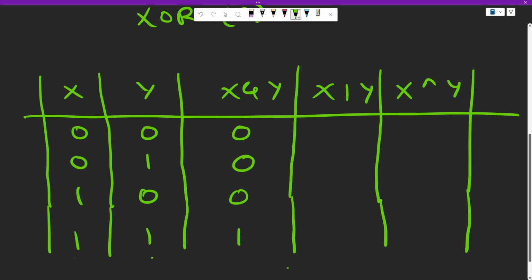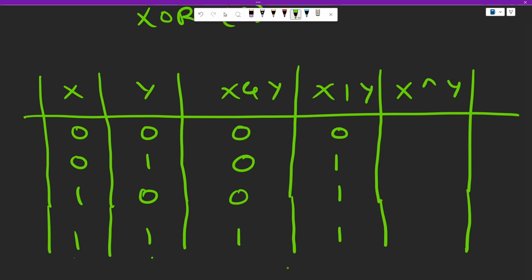In the OR case, when we do x OR y, it will check if any of the bits is 1 or not. In the first case we cannot see any 1 here, so it will give us 0. In the second case we have 1 here, so it will give us 1. In the third case it will give us 1 again, and in the fourth case we see that both the bits are 1, so it will give us 1.